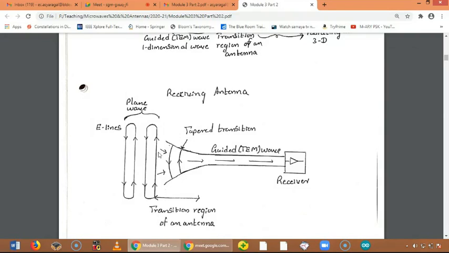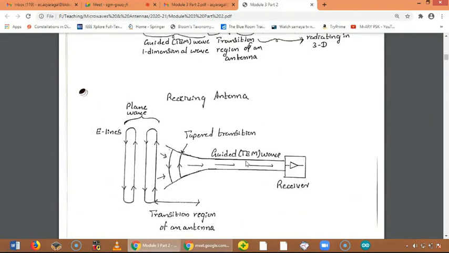And then, which is nothing but the transition region of an antenna again. The receiving antenna also has the transition region of an antenna, and then the wave will be guided to whatever receiver is there. Whenever the wave is guided, by default we can consider it a transverse electromagnetic wave, that is a TEM wave. In that particular mode it will be there.